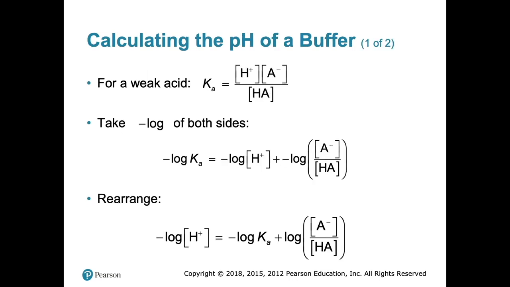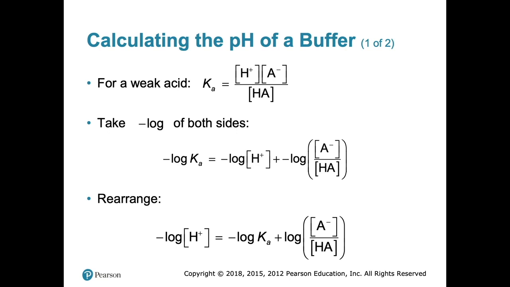Okay, so let's do a little quick review. Right here, if we have a weak acid, we have Ka, which equals the hydronium ion concentration, or the proton concentration, times the conjugate base divided by HA. So say we need to figure out what the pH is of a buffer. What you need to do is take the negative log of the Ka, and take the negative log of this side as well. So you have this now.